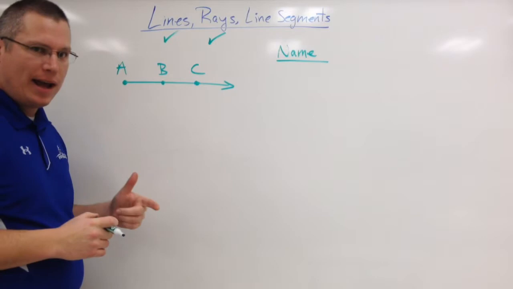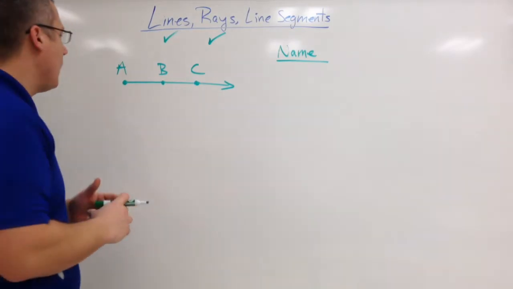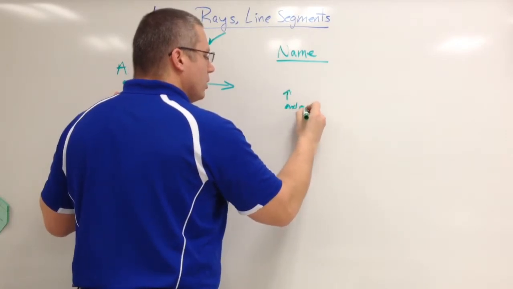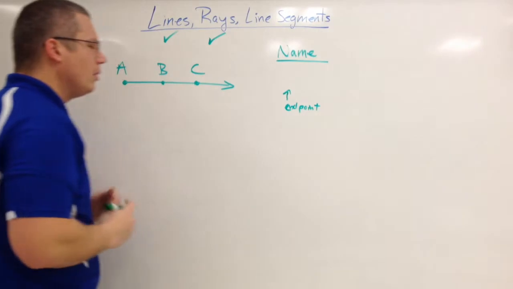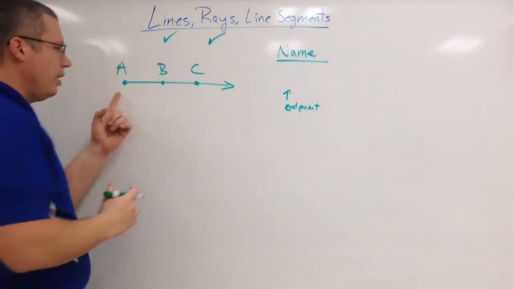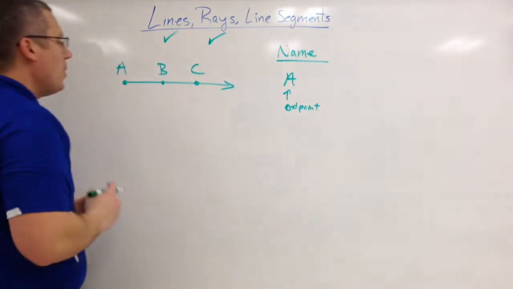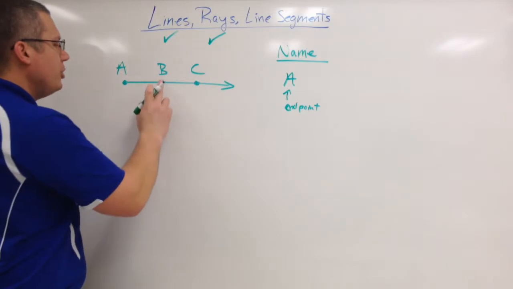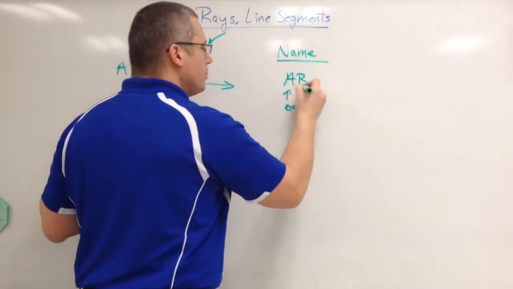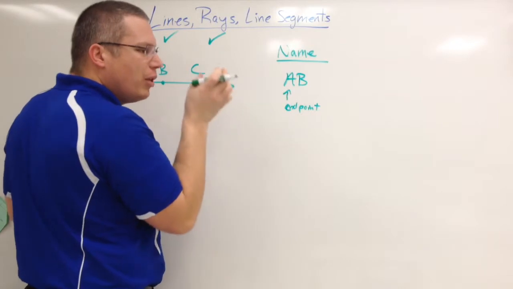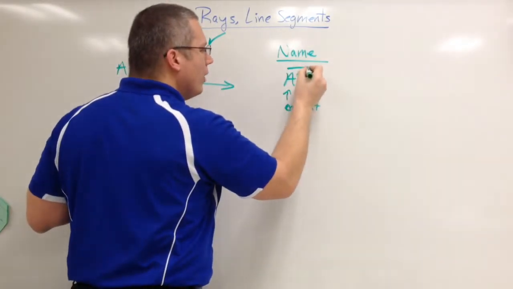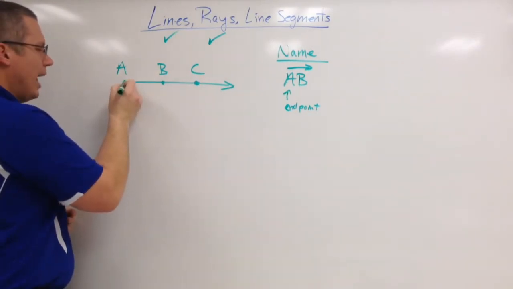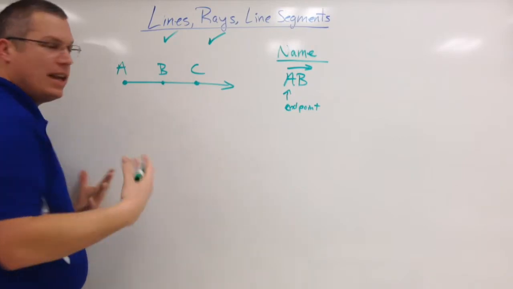Now when I name a ray, this is where order does matter. We always start with the endpoint first. So the endpoint of this ray is the letter A. The second point just needs to be a point going in the direction that my ray is going. I could choose either B or C. Above the letters, I need to put the little symbol for a ray. That looks like this. So this is ray AB. Endpoint comes first. The second point gives you direction.